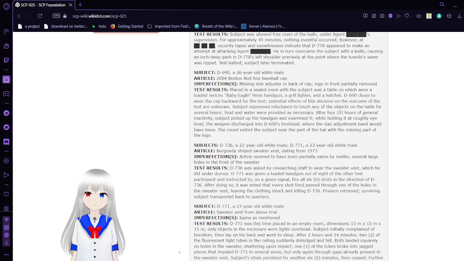After 4 hours of general inactivity, the subject picked up the handgun and examined it. While holding it at roughly eye level, the subject discharged it into his forehead, where the size adjustment band would have been. The round exited the subject near the part of the hat with the missing part of the logo.